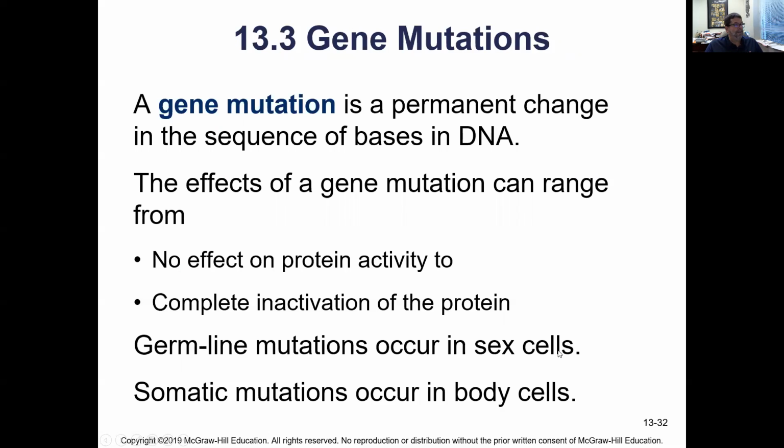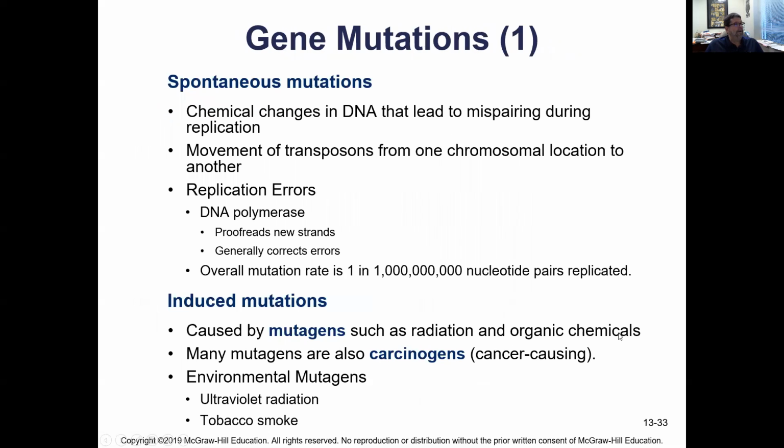So germline mutations occur in sex cells, somatic mutations occur in the body cells. Okay, now we can have spontaneous mutations that occur about 1 out of 1 billion nucleotide pairings, just A binds to C instead of T, okay? But induced mutations are caused by mutagens such as radiation, organic chemicals. Many mutagens are carcinogens and are cancer causing.